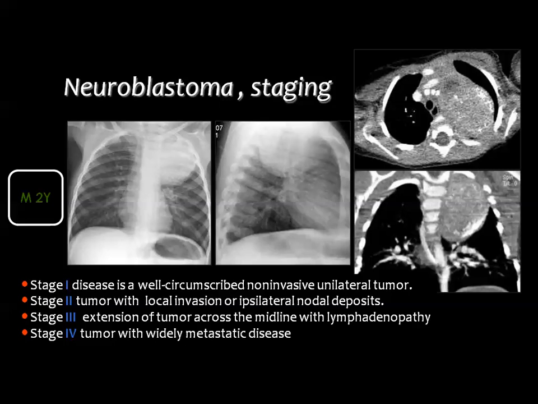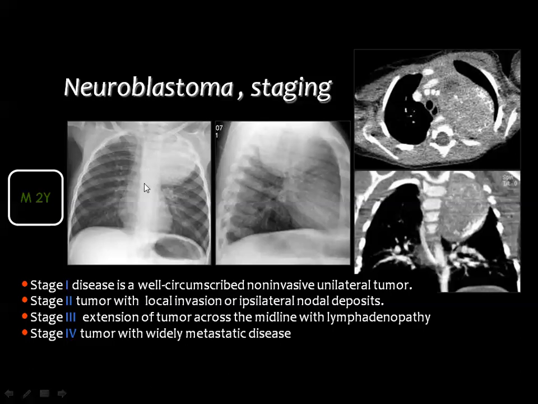Staging of the neuroblastoma is easy whenever you consider that stage 1 is a well circumscribed unilateral tumor with no invasion of the surrounding. Stage 2 is a tumor but with local invasion or ipsilateral nodal metastasis. Stage 3, extension of the tumor to the opposite side with metastatic lymphadenopathy. Stage 4, dissemination with metastatic disease anywhere.